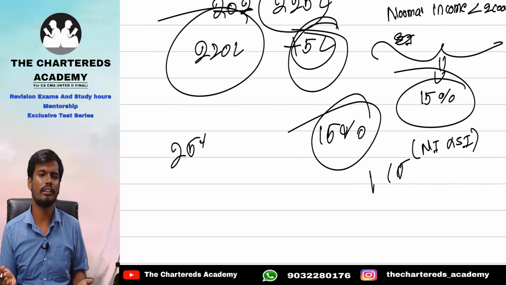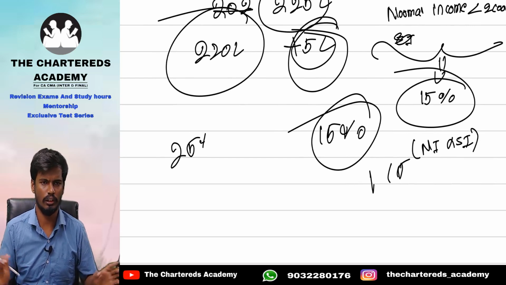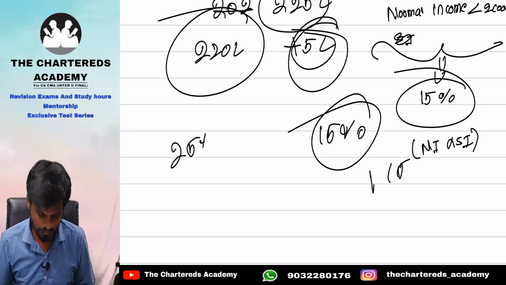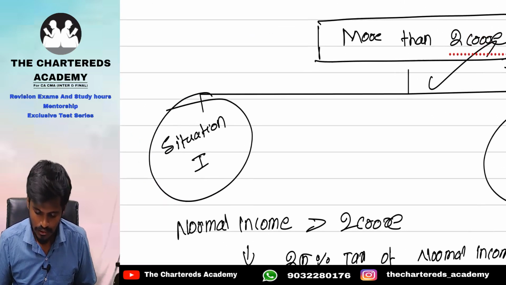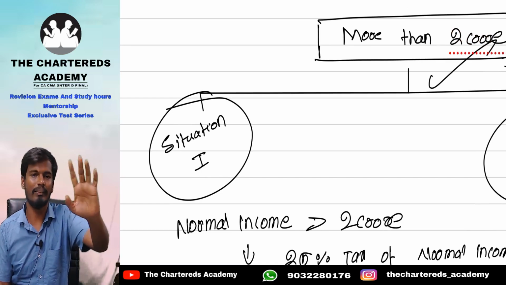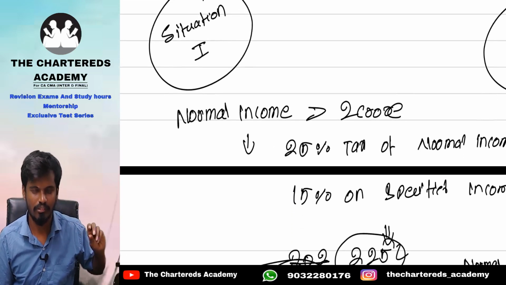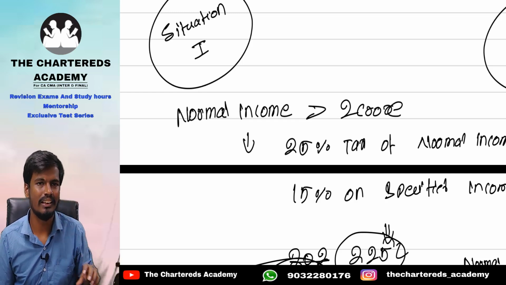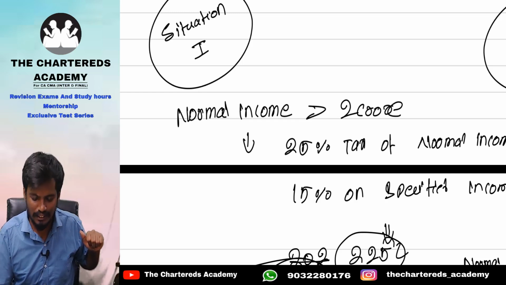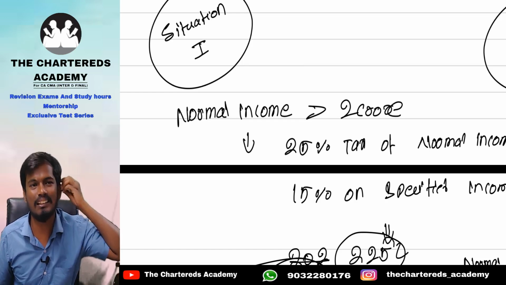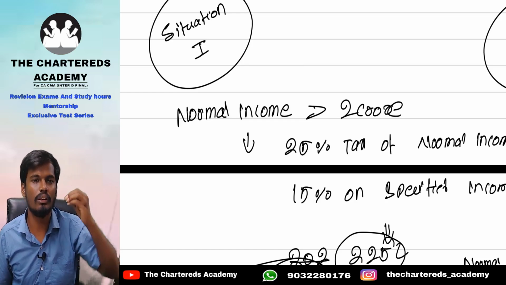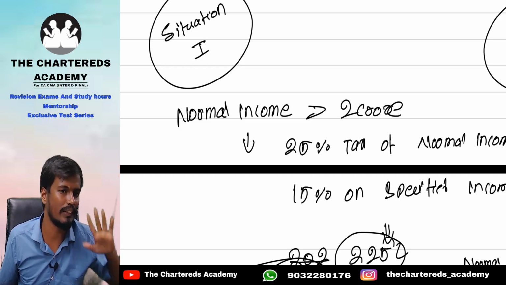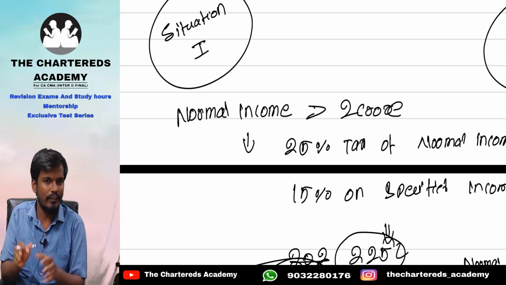So what is the logic, sir? Are you trying to mug up that? No, sir. We check whether you have more than 2 crores income. Why is it exceeding, sir? Due to normal income it is exceeding 2 crores. So that's why I am charging 25% on the normal income, sir. Not due to specified income.